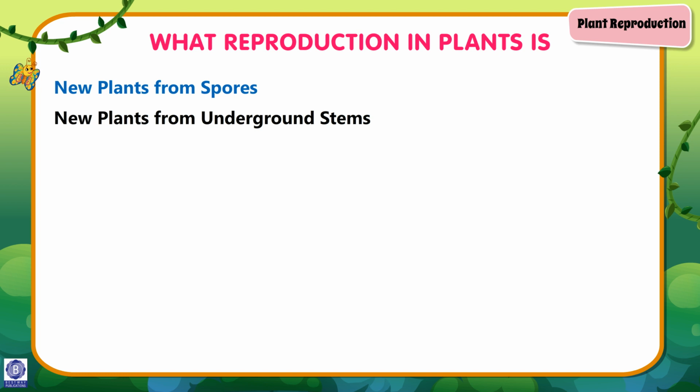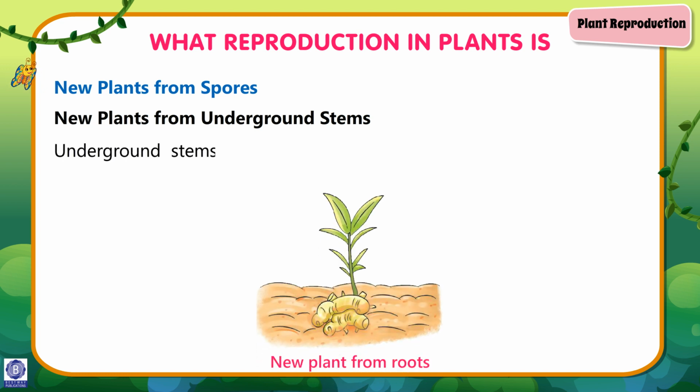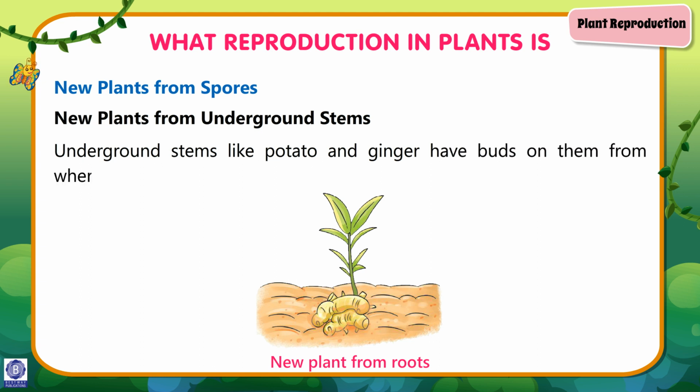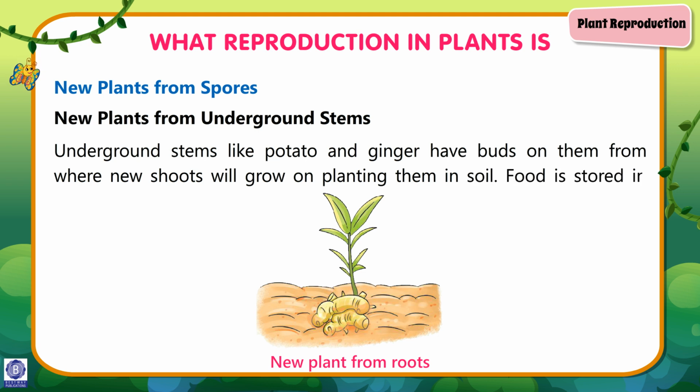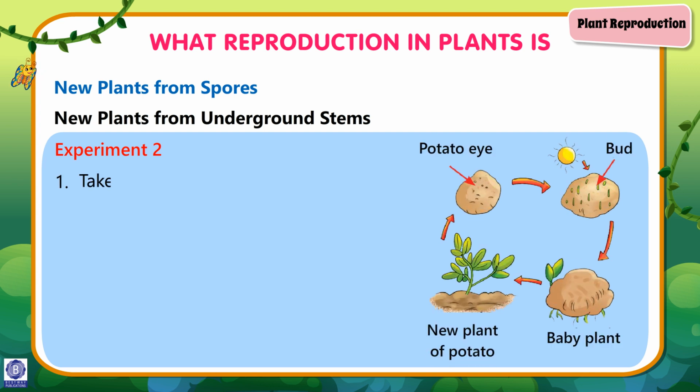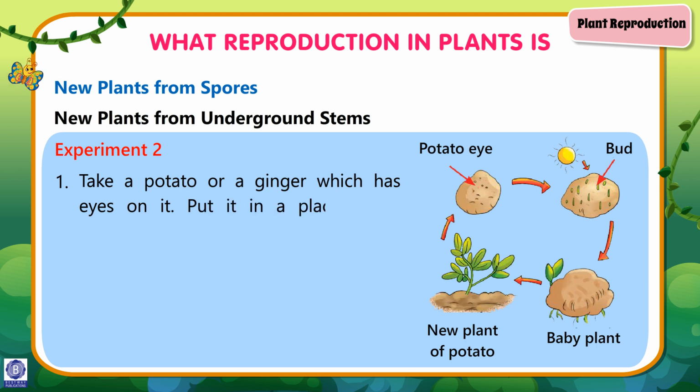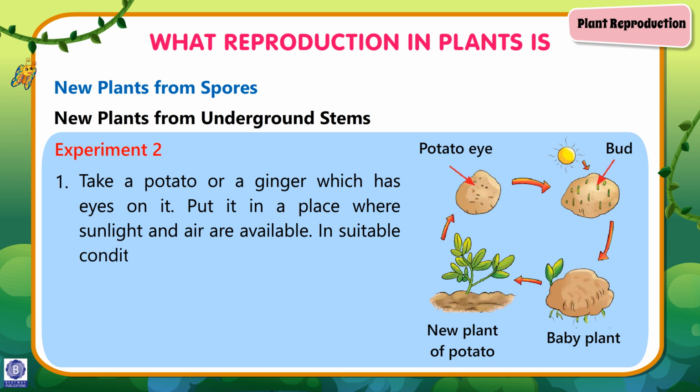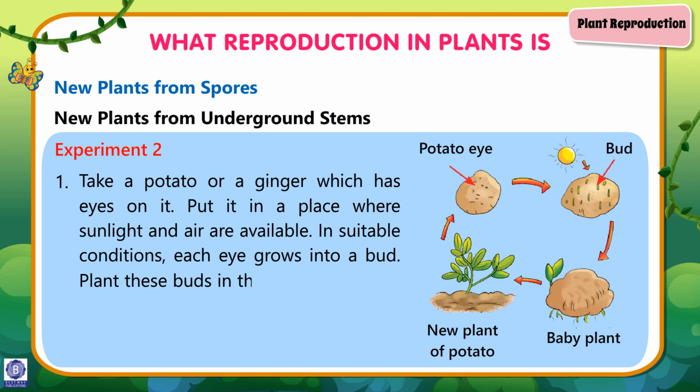New plants from underground stems. Underground stems like potato and ginger have buds on them, from where new shoots will grow on planting them in soil. Food is stored in these stems. Experiment 2. Number 1. Take a potato or a ginger which has eyes on it. Put it in a place where sunlight and air are available. In suitable conditions, each eye grows into a bud. Plant these buds in the soil. A new plant grows from the bud.